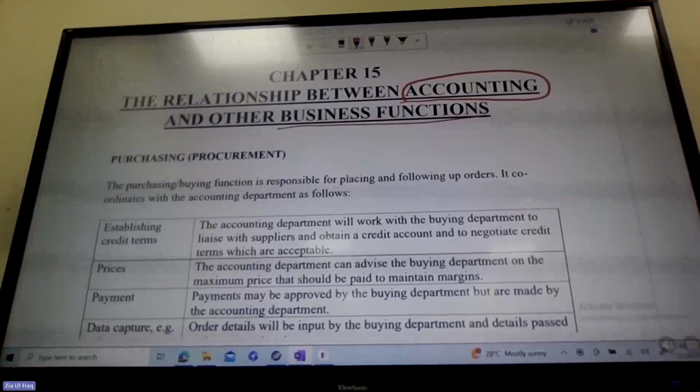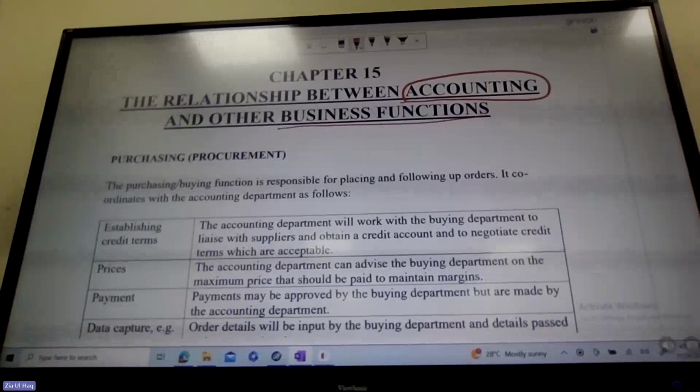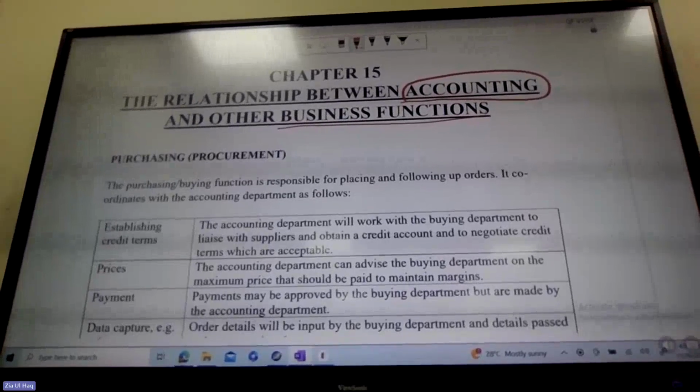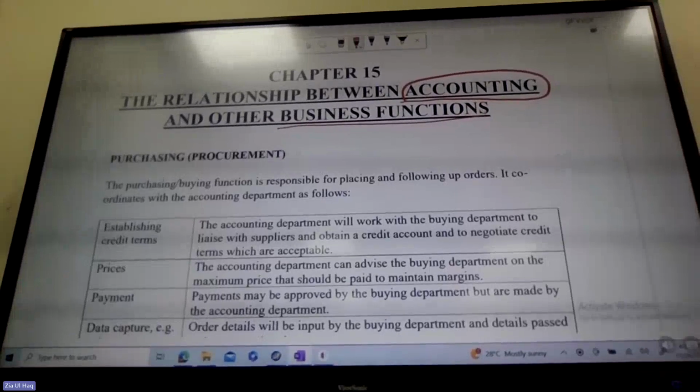I mean, what kind of information is normally shared between the accounting department and other business departments like the marketing department, production department, sales department, and purchase department. What kind of information is normally transferred between the accounting department and the production, marketing, sales, and purchase departments.